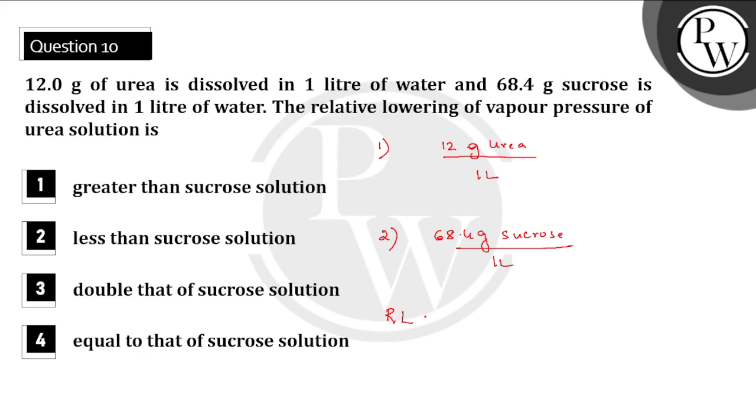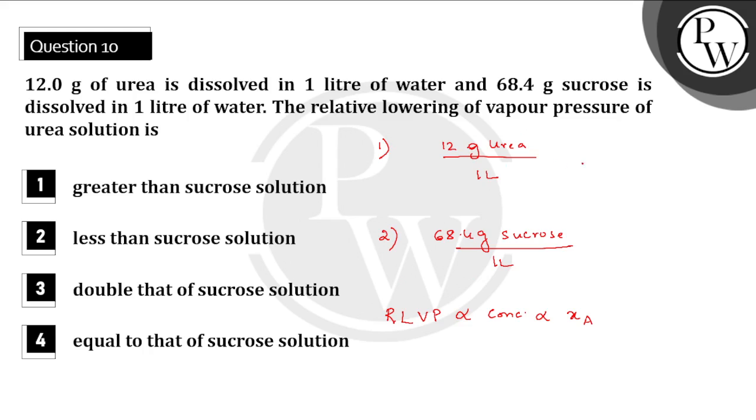Relative lowering of vapor pressure is proportional to concentration. To be more accurate, mole fraction. If the mole fraction is the same in both situations, the RLVP will also be the same.